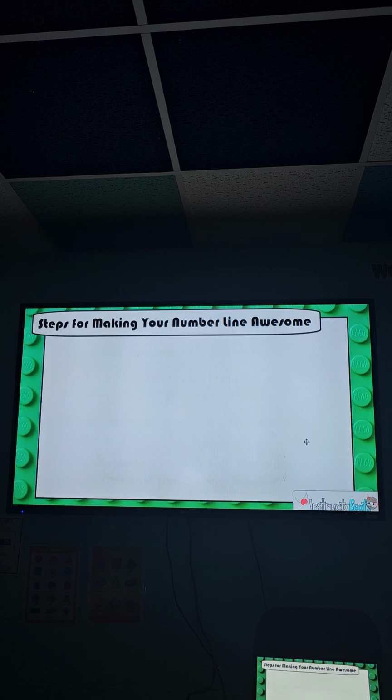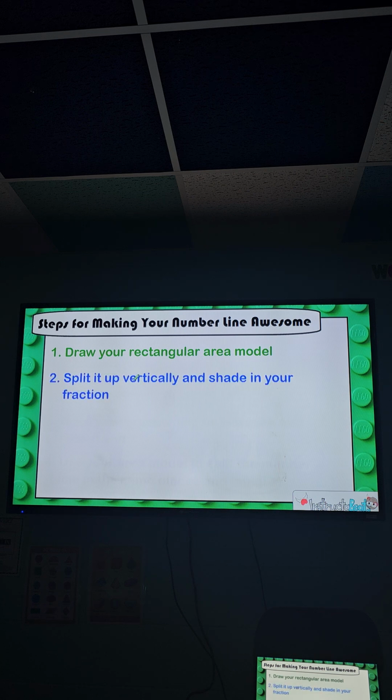So here are the steps for making your number line awesome. Thinking about what we just learned from our brownie story, an area model and a number line really show the same thing. So step number one, we're going to draw our rectangular area model, okay? Because we're pretty good at that. We know how to make those pretty easy. Step number two, we're going to split it up, but we're going to split it up vertically, okay? So all our lines when we split up are going to go up and down, and I'll show you an example of this in a second.